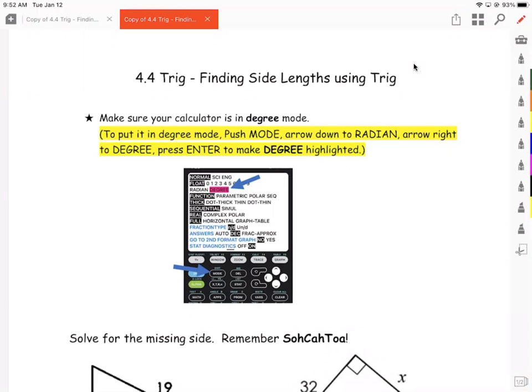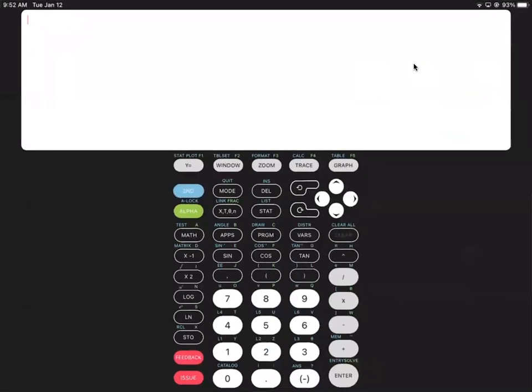Before we get started, though, we need to make sure that your calculator is in the correct mode. If it's not in the correct mode, then all of your answers will be wrong. So it defaults to radian mode, and we need to put it in degree mode. So grab your calculator, and please don't assume that someone in another class did this. You need to check it each time, because if they clear it, then it'll go back to the default.